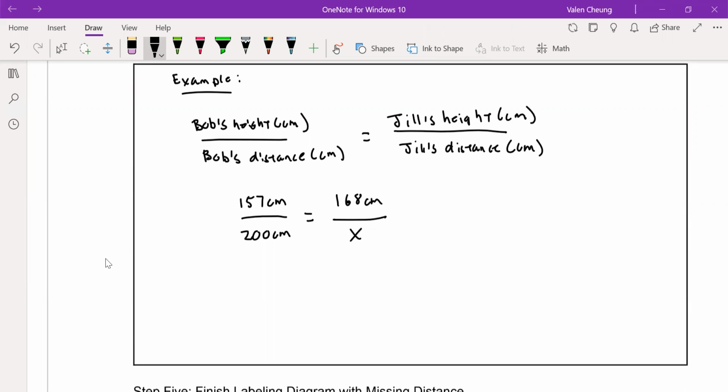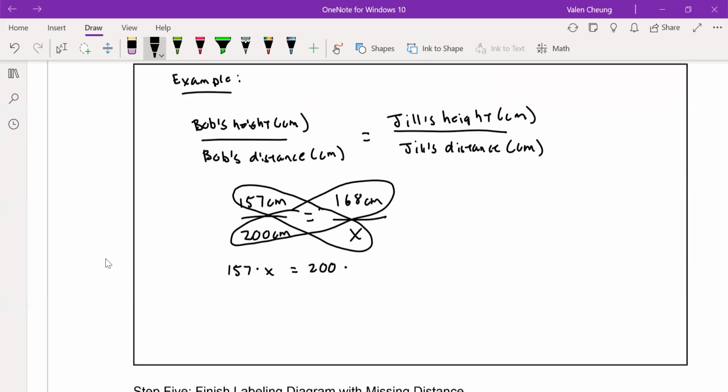What should we do next to solve this problem? If you said butterfly method, you're right. And what's the first thing we do? If you said we should cross multiply 157 times X, that's good. And then that's going to equal 200 times 168. We're going to get 157x, and once you multiply it out, you're going to get 33600.